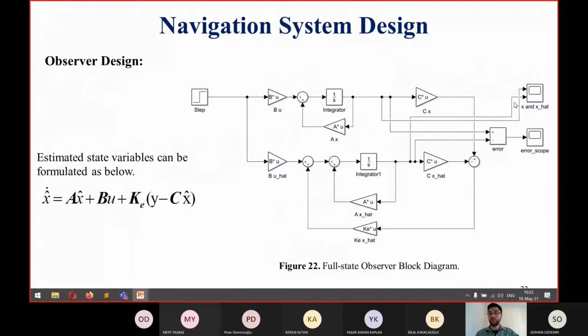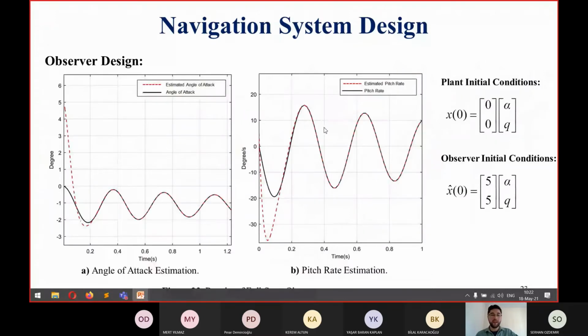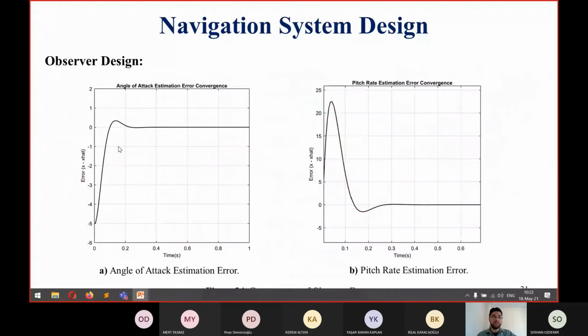Here I observe states, estimated states, and the error. And as you see, the observer converges to the plant quite well. I start the plant and observer with different initial conditions to observe the convergence. And this is the error convergence of the system. Almost 0.3 seconds later, the error is minimized.